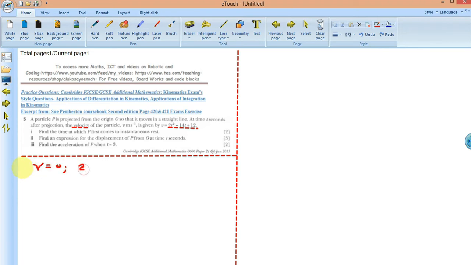This is question I. So we equate 2t squared minus 14t plus 12 equals 0. You can go ahead and factorize this, but I'm not going to waste much time. 2 is common here, so 2 is a factor. I'm going to reduce it first, then factorize. So when you divide through by 2, that will be t squared minus 7t plus 6 equals 0.